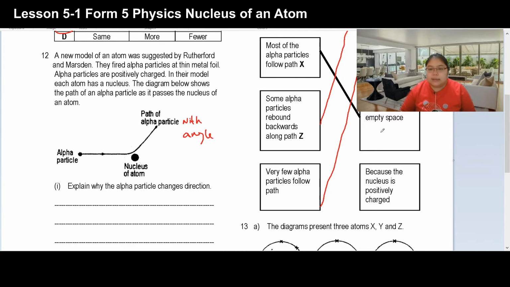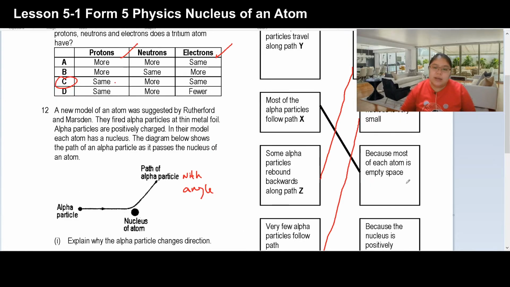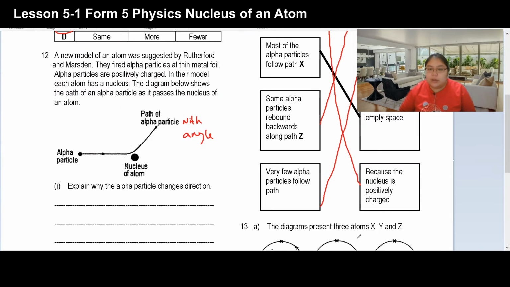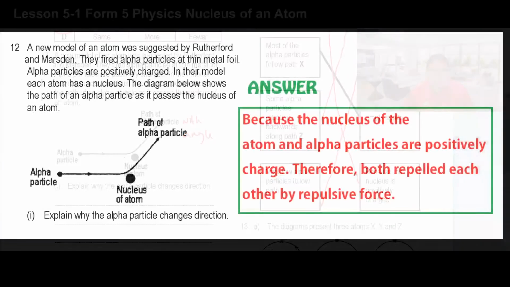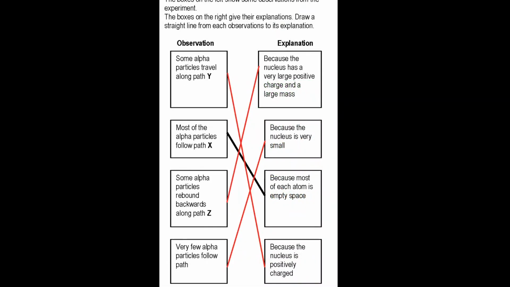Okay, last one. Because the nucleus is positive charge. Okay, they just say the nucleus is a positive charge. So a few will never bounce back, just bend at an angle only. So this one becomes the result for your drawing. Okay, you can check from here. Okay, this one is the answer. You just draw the line to show the explanation.